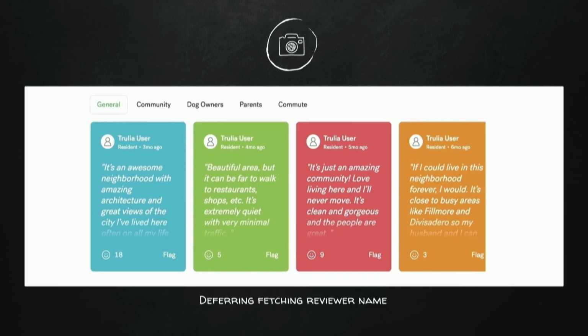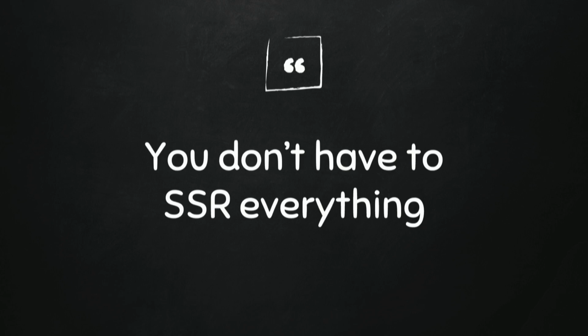here you can see that when the page first loads, in the markup that's received from the server, all the reviews have Trulia user. And as soon as the client loads, it starts firing the fetch reviewers query and rehydrates the page with the actual reviewer information. This helped to get some performance benefits. So you have to be intentional about your SSR and think carefully about what you're server-side rendering.